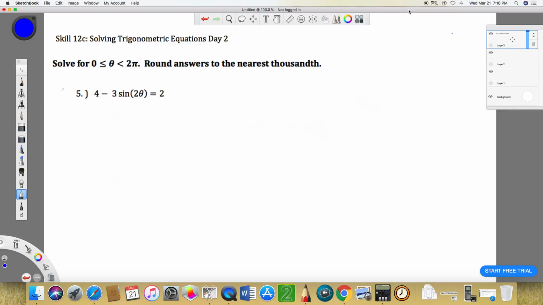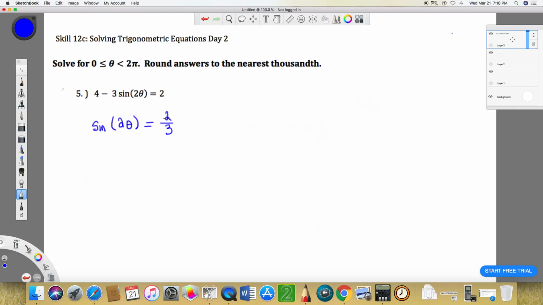bit closer. Let's get this sine by itself. So in 2 steps, we'll subtract 4 from each side and then divide by -3. So we can have the sine of 2 theta is equal to 2 minus 4 is -2, but when -2 is divided by +3, we have 2/3.